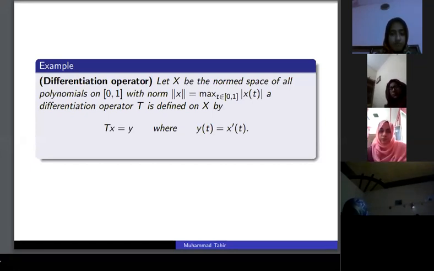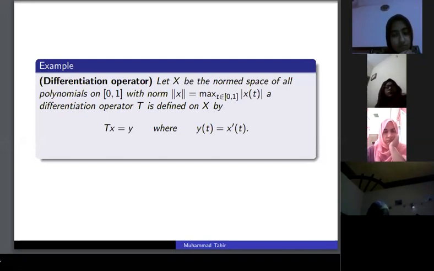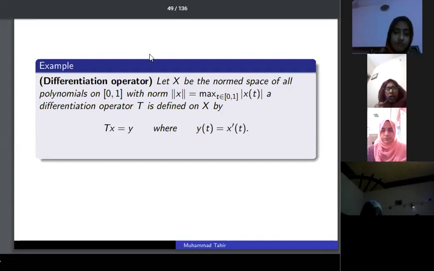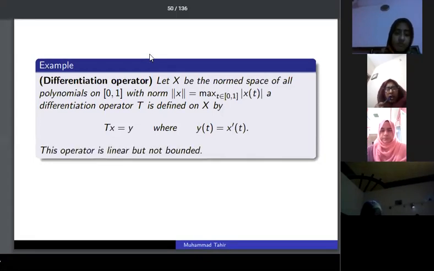Why are we taking this space, the space of all polynomials? Because all polynomials are differentiable. And with the norm, the norm of a polynomial x will be the maximum of the absolute value of x(t), where the maximum is taken over the interval [0, 1]. A differential operator can be defined as T of x equal to y, where x is any polynomial and y is another polynomial defined by y(t) equal to x prime of t. So this prime is actually the differentiation. This is the derivative operator. This operator is linear but not bounded.